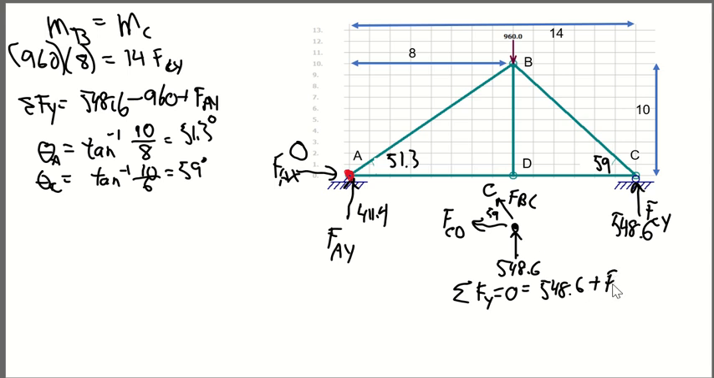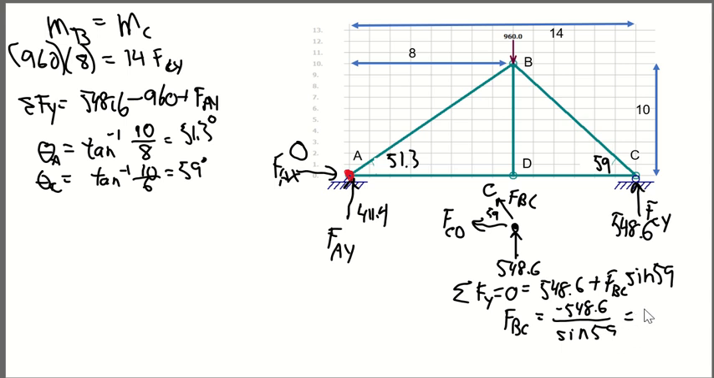So it's going to be F, this is BC, and because it's the Y part, it's going to be sine of our angle 59. So this is FBC. I'm sorry, F is my force going up, my reaction force, and CY going here. So I just plug that in. If I bring that to the other side, this is going to become negative: a negative 548.6 divided by the sine of 59.